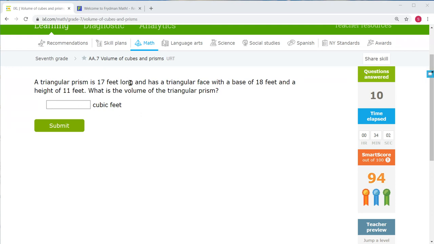A triangular prism is 17 feet long and has a triangular face with a base of 18 feet and a height of 11 feet. What is the volume of the triangular prism? That question is exactly like the previous question that I just did. So I'm going to end it there.